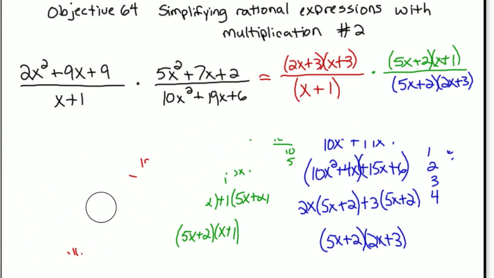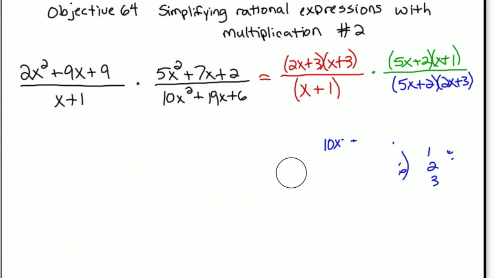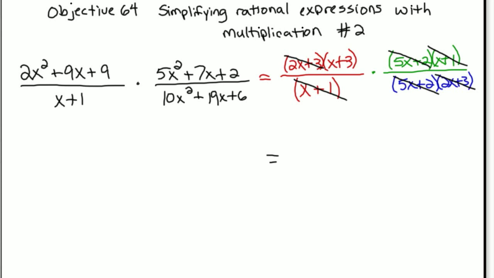What we're going to be looking for is groups of binomial terms that can reduce because they are alike. We can also check out monomial terms if any exist. So in my problem, 2x plus 3's will reduce because they're exactly the same. The 5x plus 2's will reduce because they're exactly the same. The x plus 1's will reduce because they're exactly the same. And what I'm left with is x plus 3.